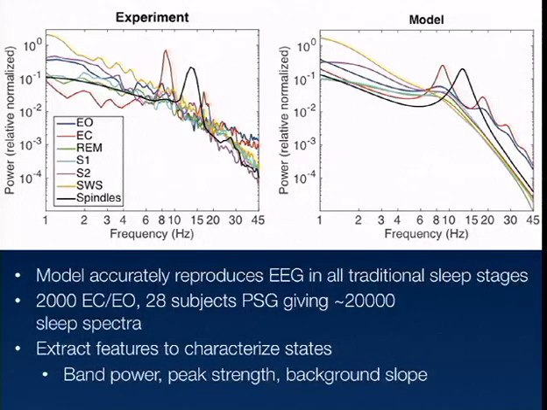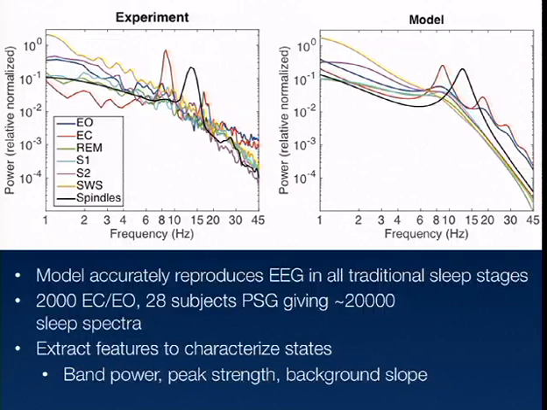And so we then want to know, in the model, what are the parameter regimes that give us the activity that at a population level defines the traditional sleep stages? So to do this, we've gathered together quite a bit of experimental data. So in wake we have example EEG spectra for just over 2,000 subjects, and then for sleep we have 28 full night recordings that have been scored traditionally by expert scorers, and when we split them up, we end up with 20,000 examples of sleep EEG spectra.